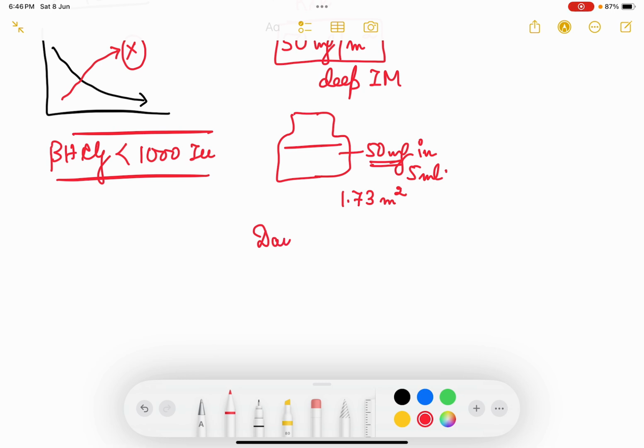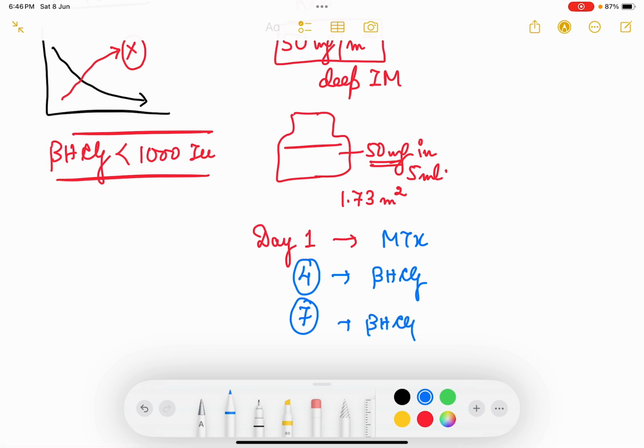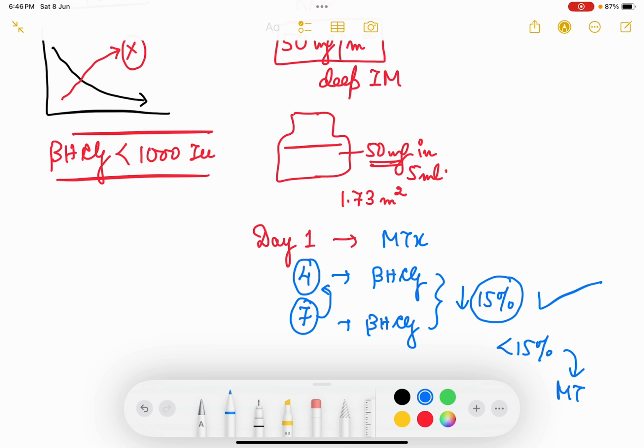So how do you give? On day 1, you inject methotrexate, and you ask the patient to repeat beta HCG on day 4 and day 7. On day 4 and day 7, the patient gets beta HCG done from the same lab. If the beta HCG value falls by 15% at day 7 from day 4, then you say treatment is successful. But if the fall is less than 15%, then you have to either repeat methotrexate or go for surgical management.